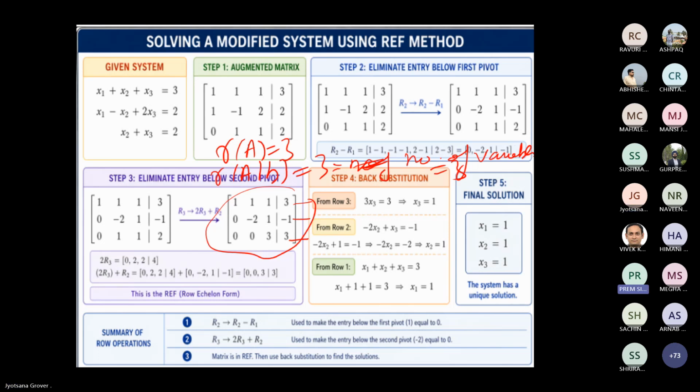Sorry, am I audible? Yes, you are audible. Tell me. Whatever the rank values are and whatever the number of variables is, if they match, then only we will have the unique solution, right? Yes, perfect. You got it. You already know so many things.